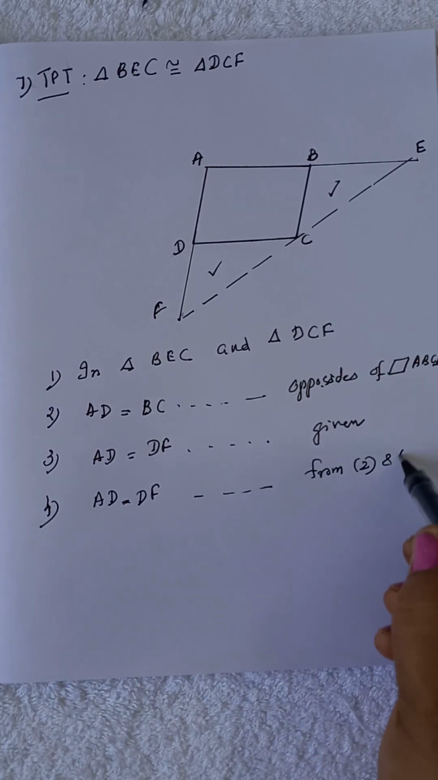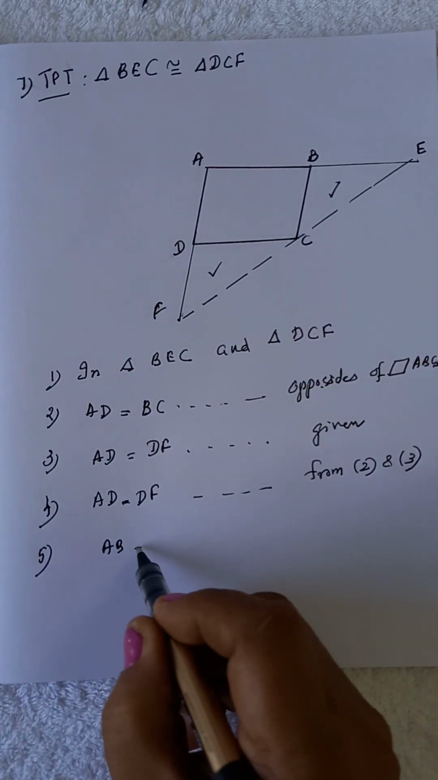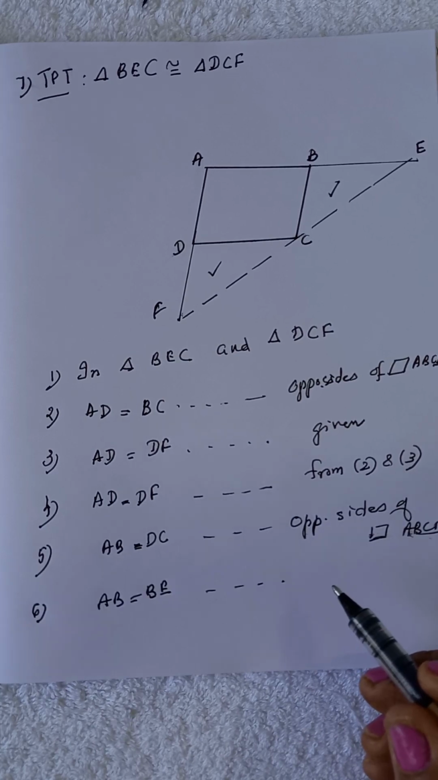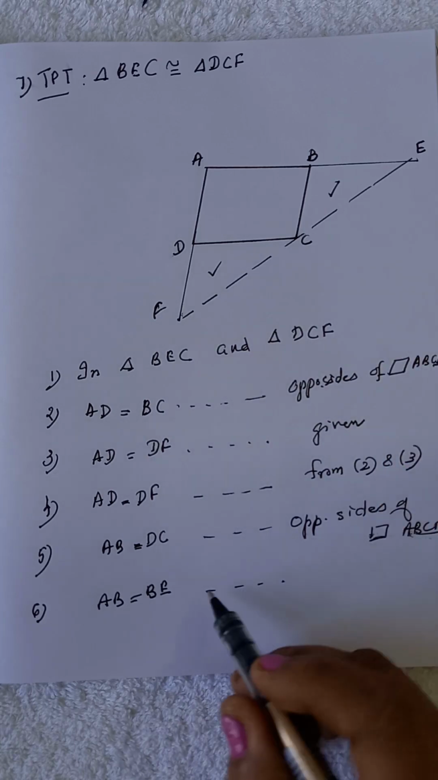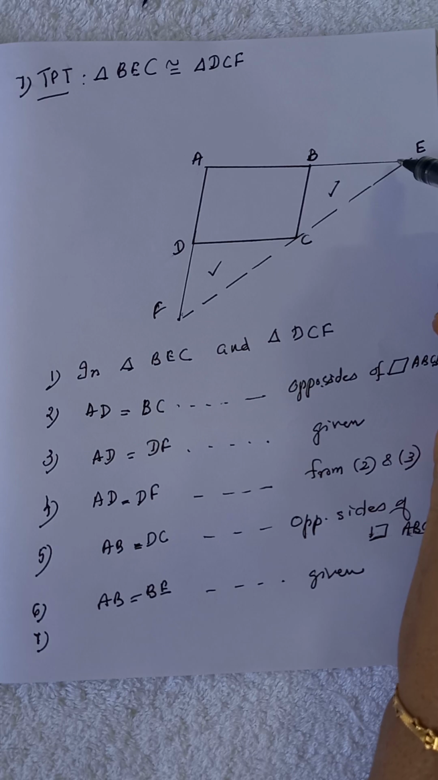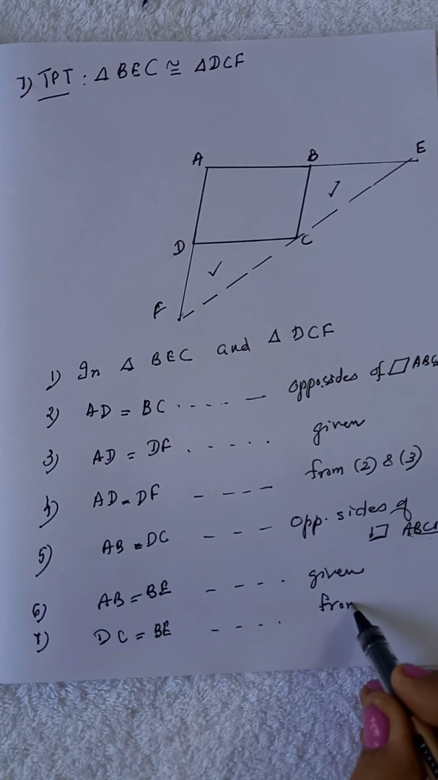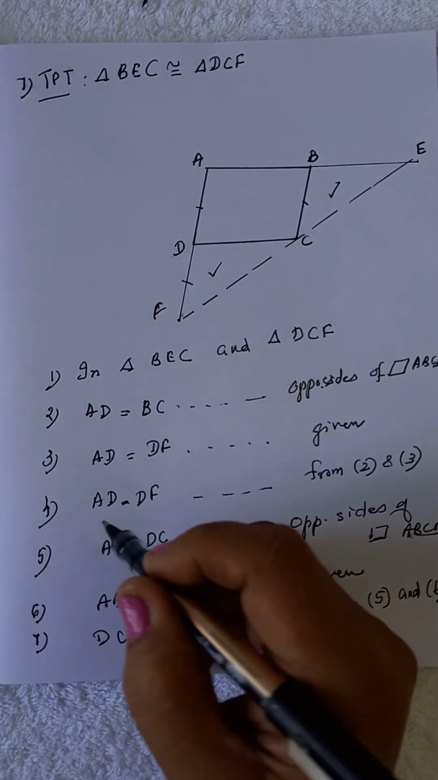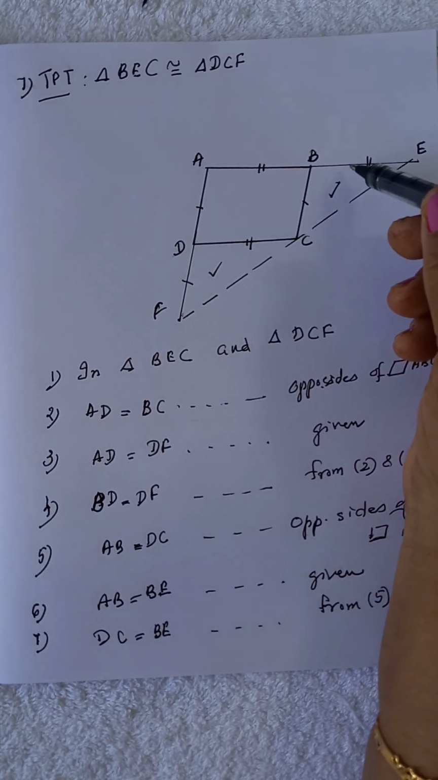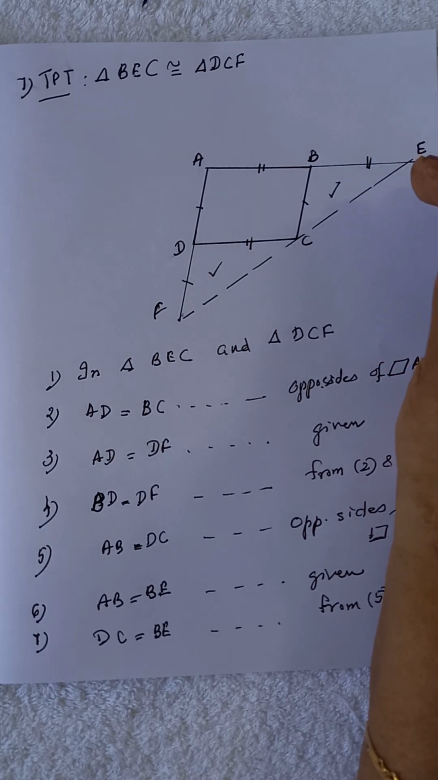Now the fifth point, we can write AB is equal to DC, by opposite sides of parallelogram ABCD. Again the sixth point, AB is equal to BE. Reason is given. Now the seventh point is DC is equal to BE, from 5 and 6. Fourth point is BC is equal to DF. So in the case of each triangle we got two parts as equal. Now one more part we have to find out as equal. Then we can say that these two triangles are congruent to each other.